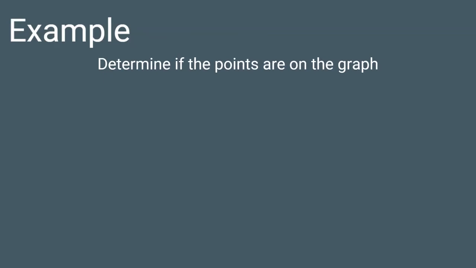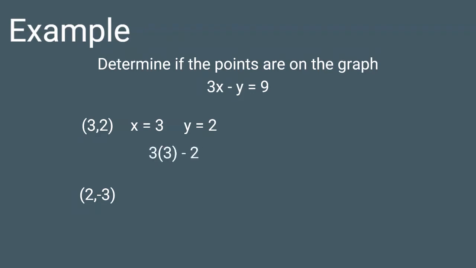Determine whether the points are on the graph of the equation 3x minus y equals 9. The two points we're going to look at are the point (3, 2) and the point (2, -3). For the point (3, 2), first we want to check whether x equals 3 and y equals 2 satisfies the equation 3x minus y equals 9. Let's substitute those values in for x and y, and we get 3 times 3 minus 2. That equals 9 minus 2, which equals 7. 7 does not equal 9.